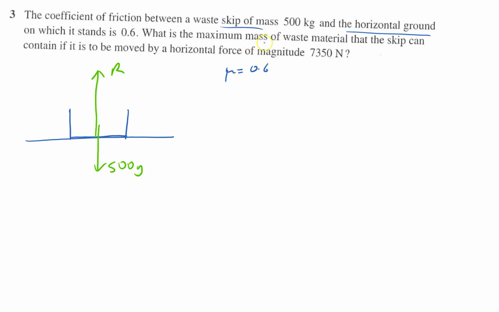What's the maximum mass of waste material that the skip can contain? Well, I need something more in here, so let's have x g, x being the kilograms, times by 9.8. If it's being moved by a horizontal force of magnitude 7,350, so it's being pulled here by 7,350, and we've got friction going across backwards.